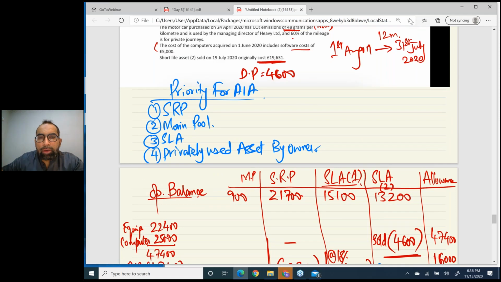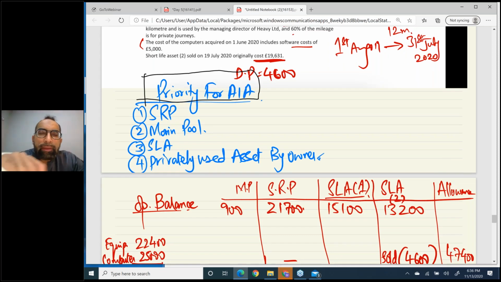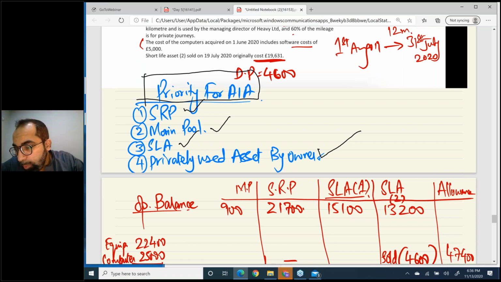This thing I already taught you, priority for AIA. Hope you remember. Whenever you want to use AIA, what is the priority? Always SRP asset first, then main pool asset, then short life asset, and then privately used asset by owner. Hope you remember this.